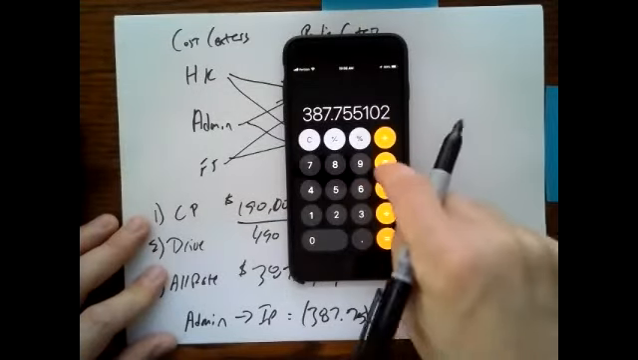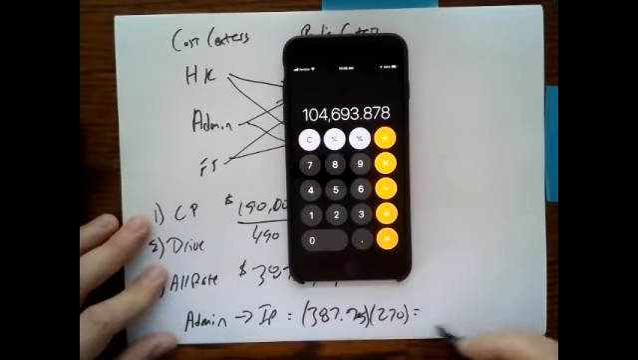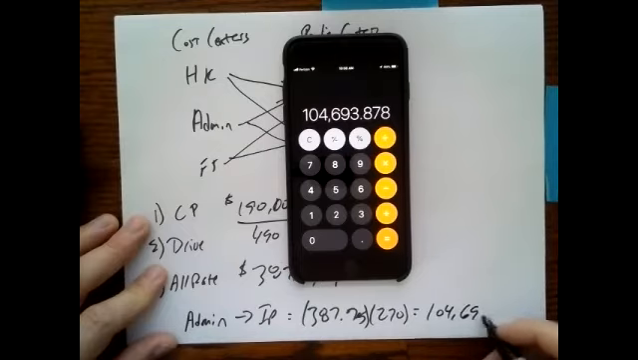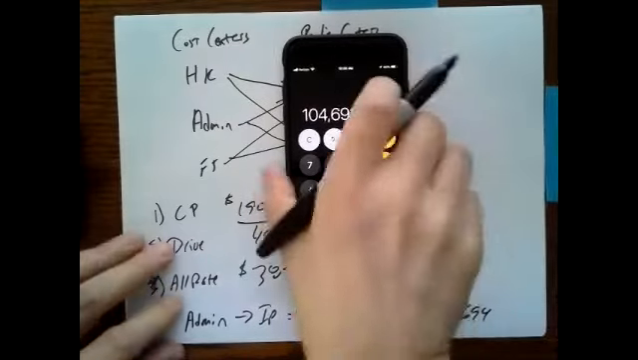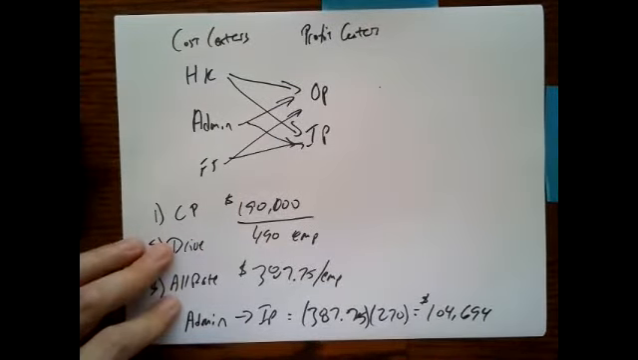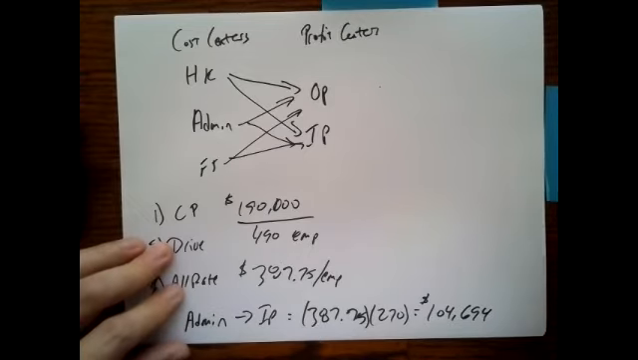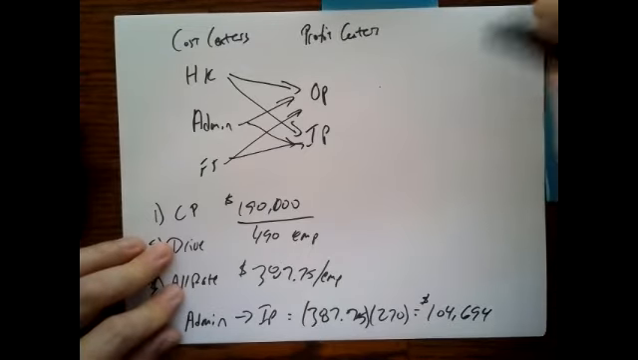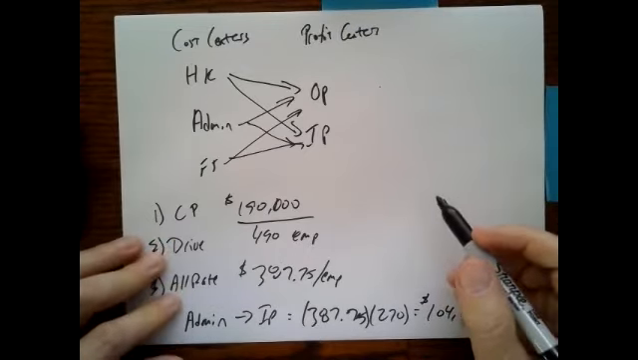So 387.75 times 270 gives us 104,694. Okay, so that's 6. 7 asks us to use the step-down method to allocate financial services to the outpatient department.